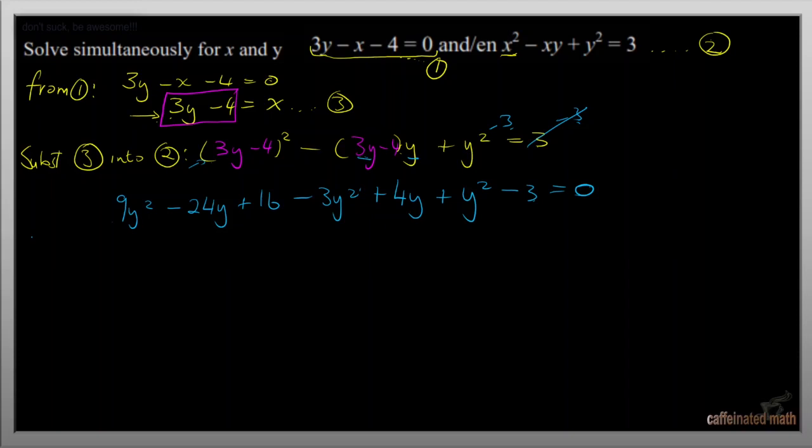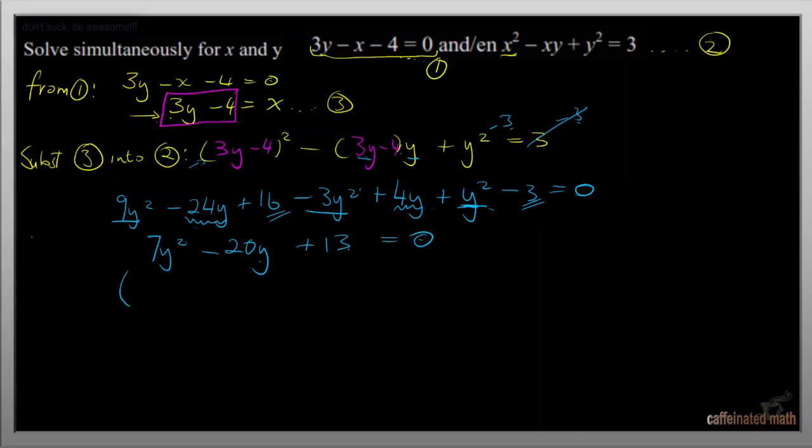So now let's add our like terms. Well, I have a 9y squared over there minus 3y squared, plus y squared. So if I finish that, 9 minus 3 gives me 6, plus another 1 gives me 7y squared, and then over here I have 24 and then plus 4, so that will give me minus 20y if I add those correctly. And then I'll have 16 minus 3, which gives me plus 13, and that's all equal to 0.